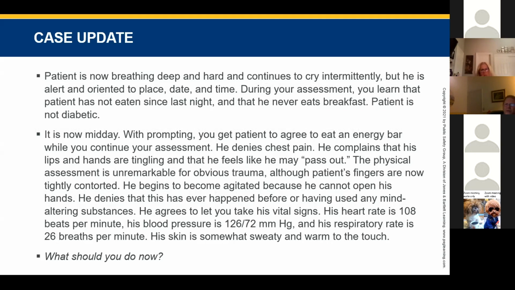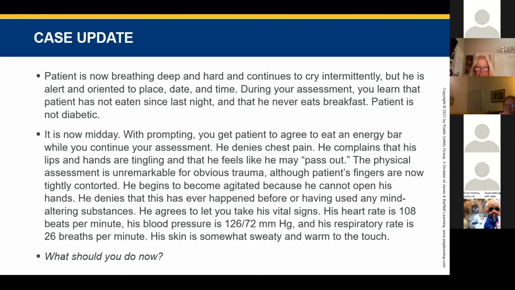So right. Dean, I like that because on the last slide when he said, I haven't hiked in five years, I was thinking he's hypoxic and that's bringing on some moods because of the lack of oxygen. And a lack of sugar. Very good. It is now midday. With prompting, you get the patient to agree to eat an energy bar. Very good. You continue your assessment.